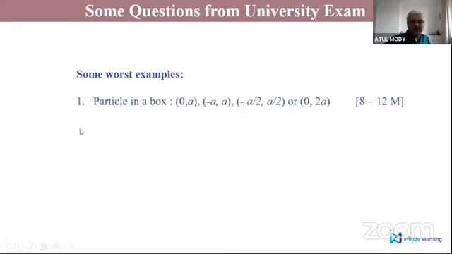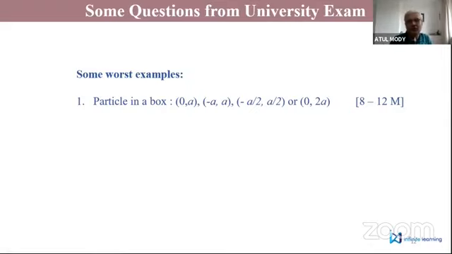Some of the worst examples, of course, Professor Jagtap has already given an example of what should be the best example. Normally we do particle in a box in class, and in the university exam, they would simply vary the parameters of the box and then ask students to calculate everything. This is a very low level of expectation, the same thing students would do with different values.